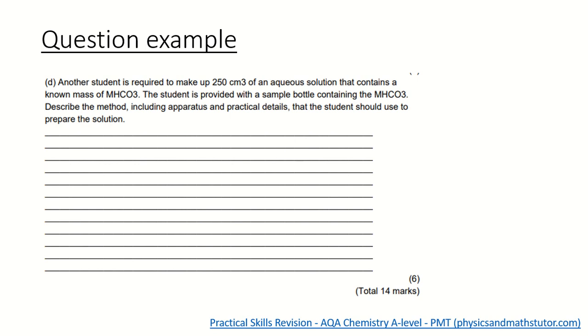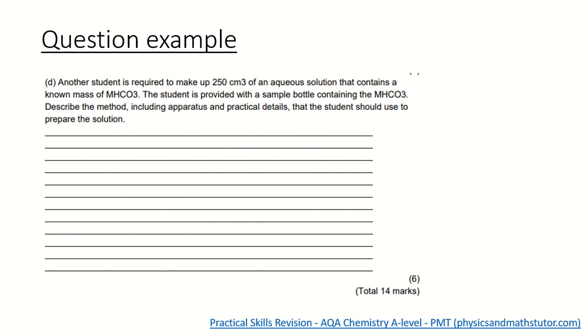There are a few things in this question that give away that it is going to relate to this practical. Firstly, the fact that we have a known mass of the solid in our solution, so we need to measure out accurately. Again, reminds me of the weighing by difference stuff, makes me think it might be this practical. Also the 250 centimeters cubed of the solution, that's an exact volume, makes me think of the 250 centimeter cubed volumetric flask.